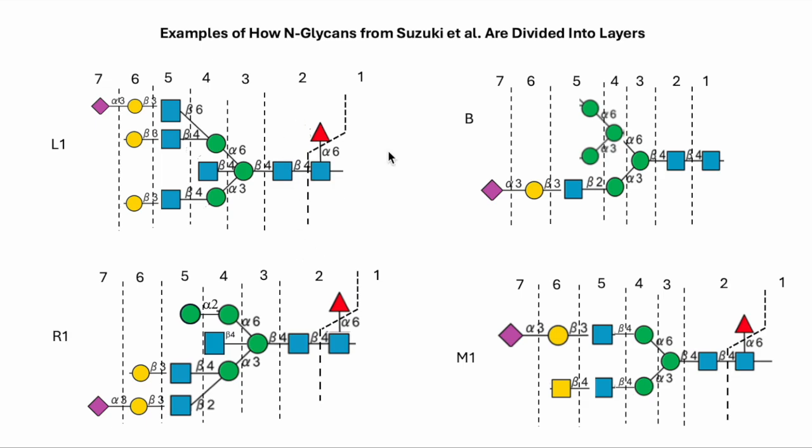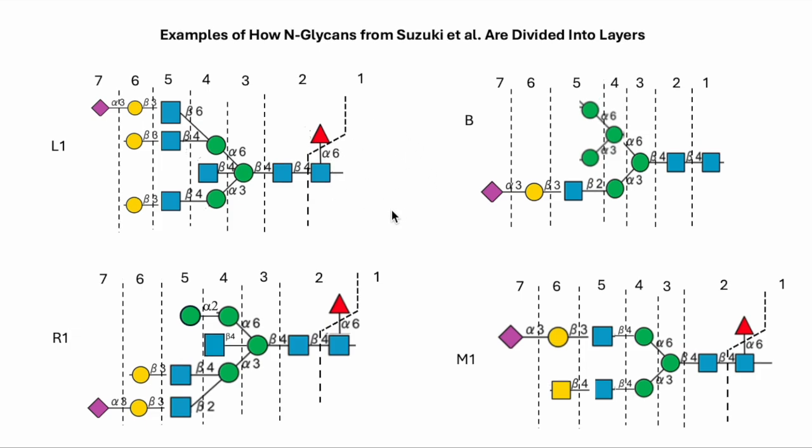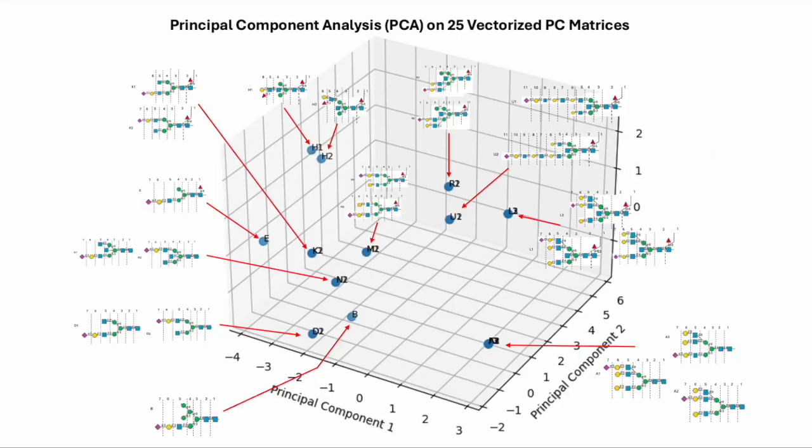3 people independently did these calculations before comparing the answers for accuracy, because the calculations we do for these molecules will be part of how we test the accuracy of the software that we're developing, which will automatically do the calculations for you. We applied the PC matrix to 25 glycans from this paper. We vectorized their matrices and then did principal component analysis. And this graph shows how they scatter.